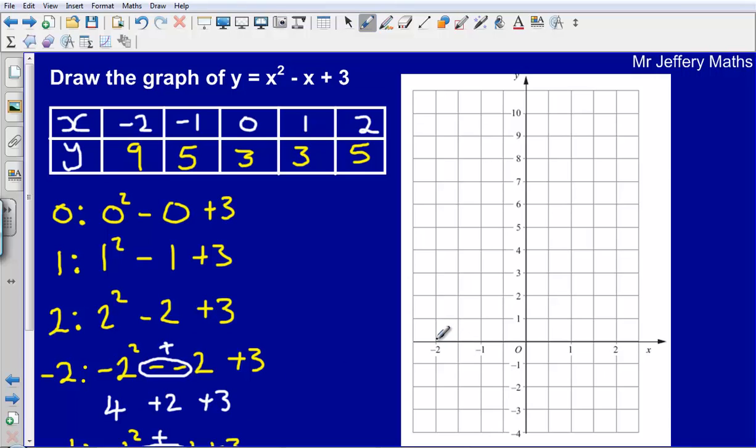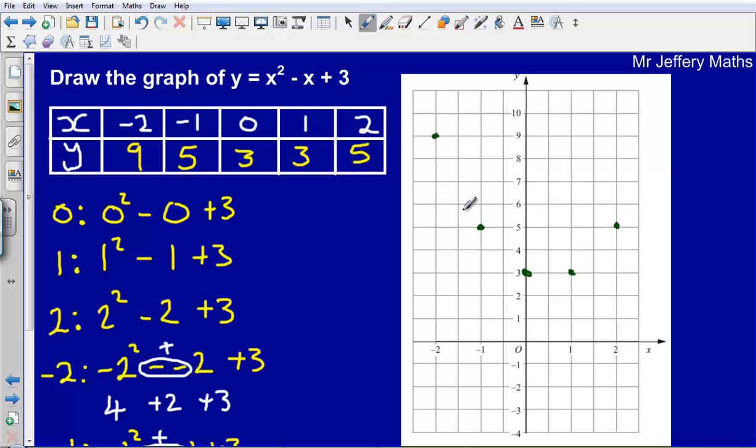So let's put these points on. So minus 2, 9, minus 1, 5, 0, 3, 1, 3, and 2, 5. Now notice when I plotted these points, it's not like it was earlier. Earlier when we were looking at this, we found we had a straight line. When we are looking at quadratic graphs, what we end up with is a curve.